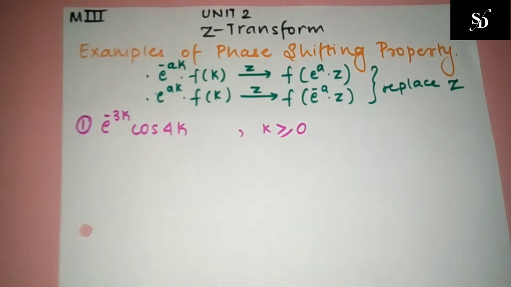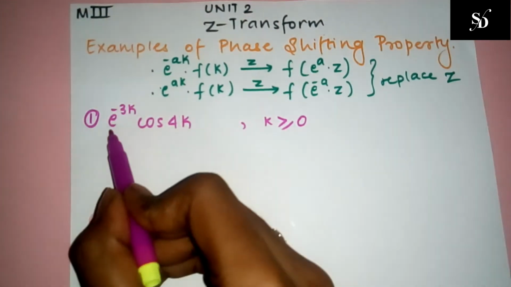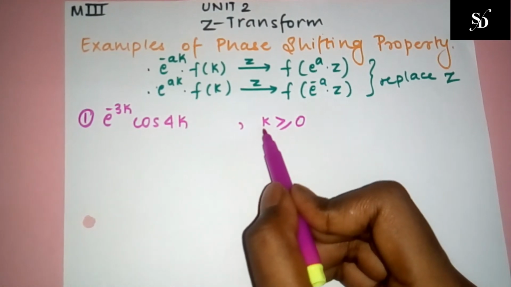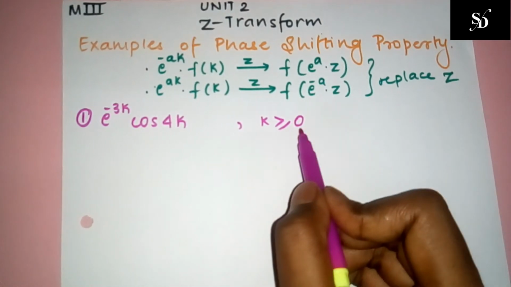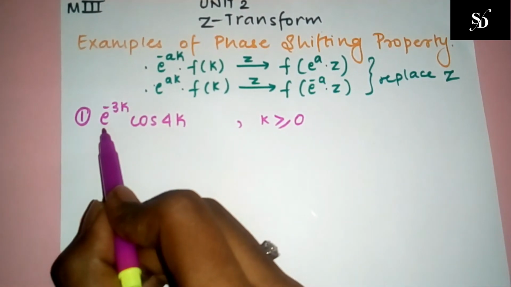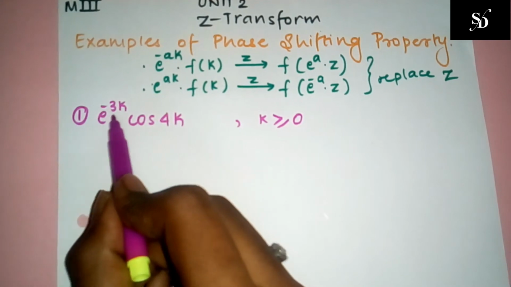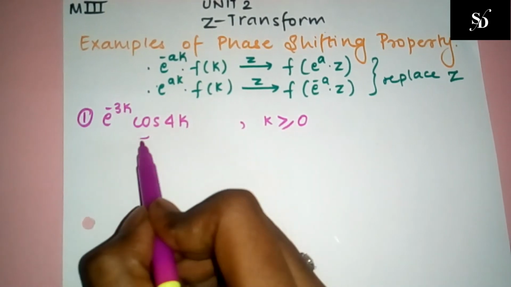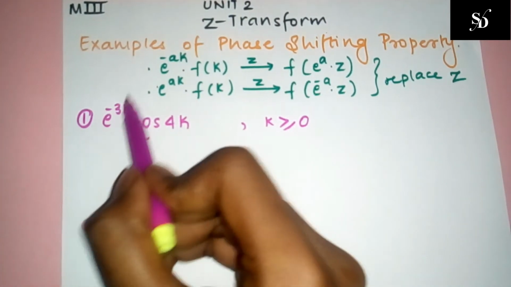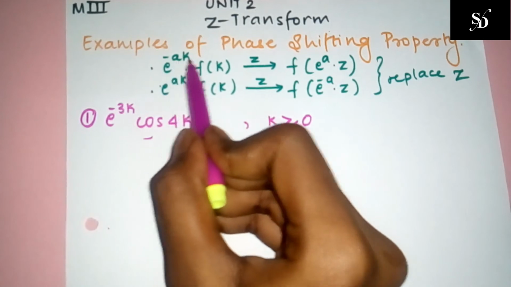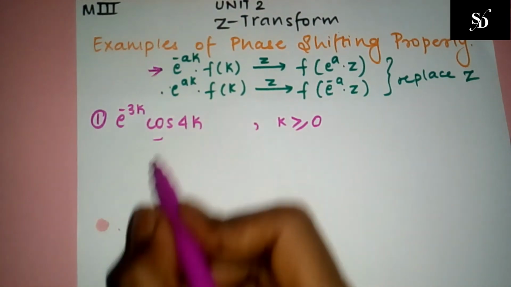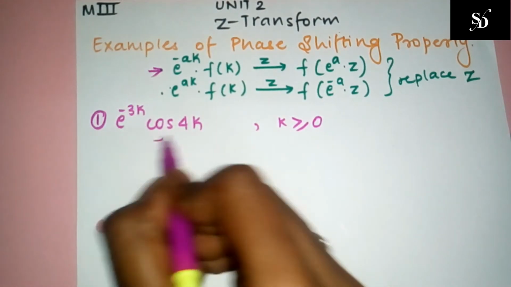So now let's start. In this particular sum we have e raised to minus 3k cos 4k, where k is greater than or equal to 0. The first thing we have to remember is, whenever we have sums of the type e raised to ak, this is the phase shifting property. So we have e raised to minus 3k, meaning e raised to minus ak, it resembles the first one. So first we will find the z transform of cos 4k.